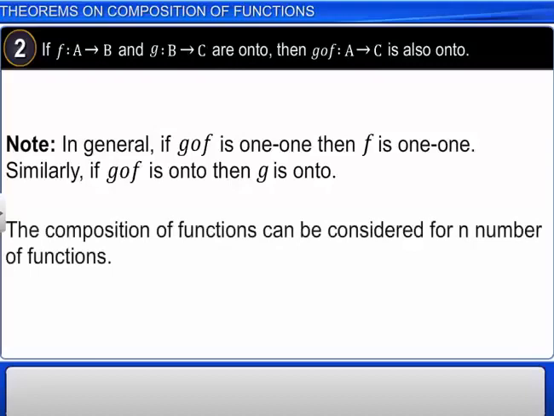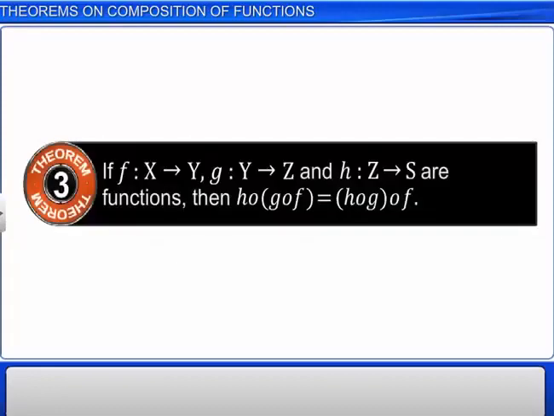The composition of functions can be considered for n number of functions, but in this class, we are discussing only for 3 functions. If f is a function defined from X to Y, g is a function defined from Y to Z, and h is a function defined from Z to S, then the composition of functions satisfies the associative property.